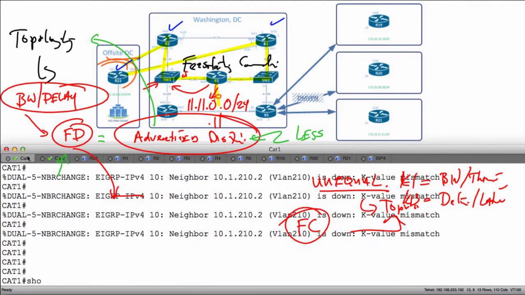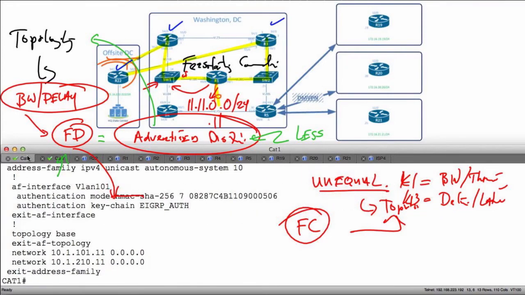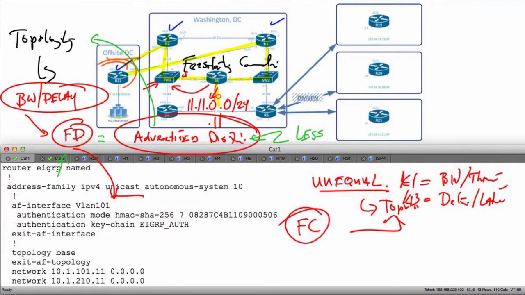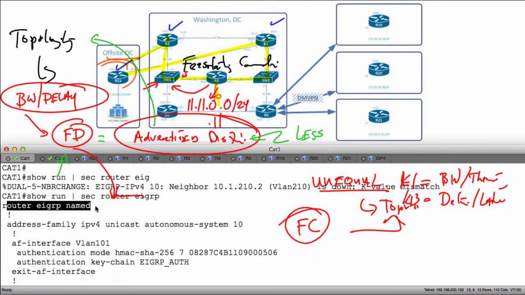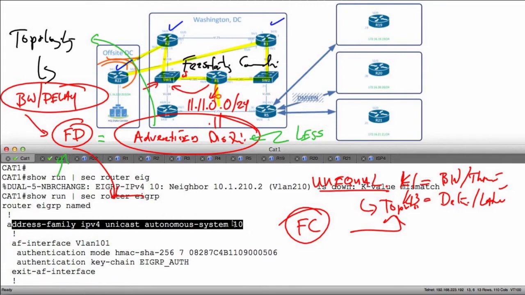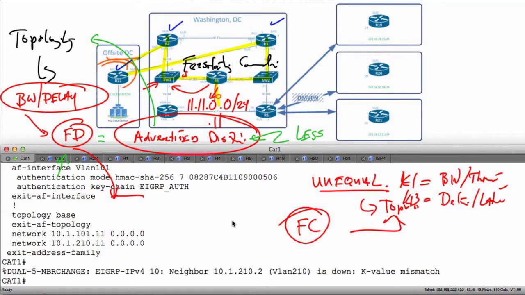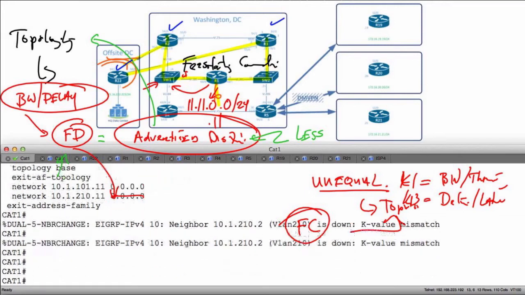But what are we doing here? Show run section router EIGRP. Well, notice right here, we're running named mode. So we're operating in router EIGRP named operation, and we're using this idea of the IP address family to be able to do our configs. So the question now is where do we make these configs? So let's go and do this.